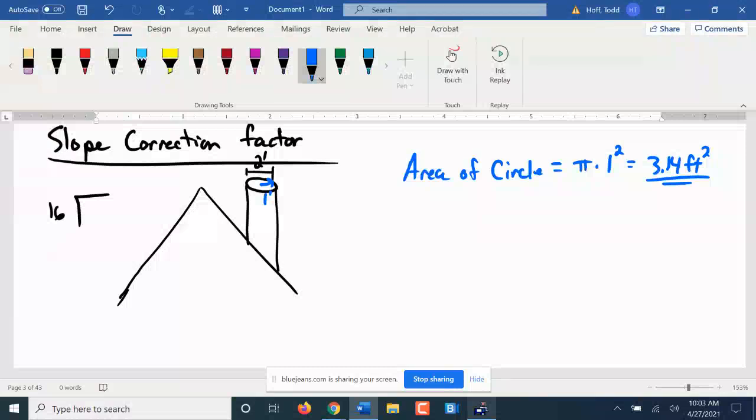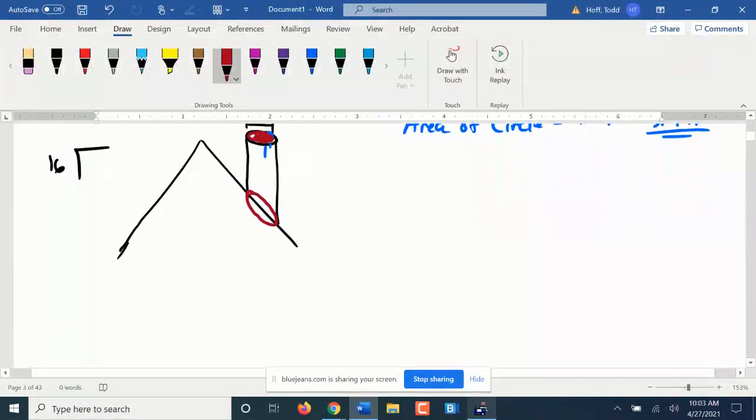That's just going to be 3.14 square feet of area. But we know that as it cuts through the roof, it cuts an elongated piece out of that. We want to know, how do we find the area of that piece, and how do we find the dimensions of that piece? And that's where that slope correction factor came into play.